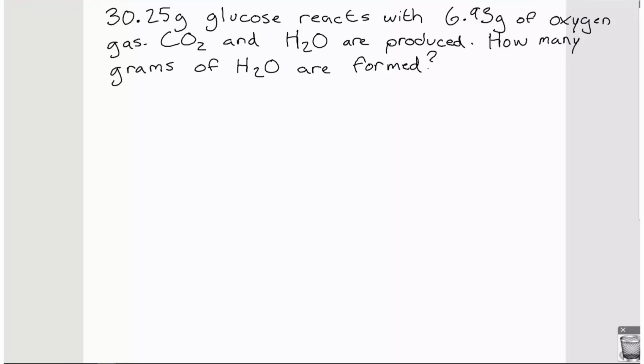First things first, we need to write out the actual chemical equation. In this case, we're going to take glucose, which is C6H12O6, plus O2 yields CO2 plus H2O. Now, as we know, we need to make sure that we balance this equation before we do any type of stoichiometry mathematics with it. If we don't have a balanced equation, then it does not obey the law of conservation of mass, and we need that to happen.